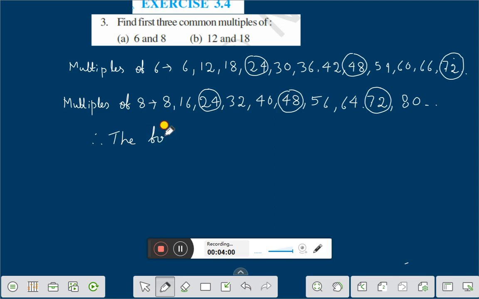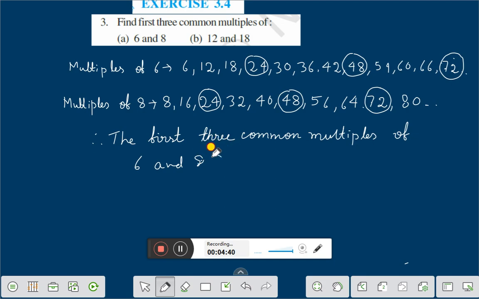first 3 common multiples of 6 and 8 are 24, 48, and 72. This is the solution of question number 3.